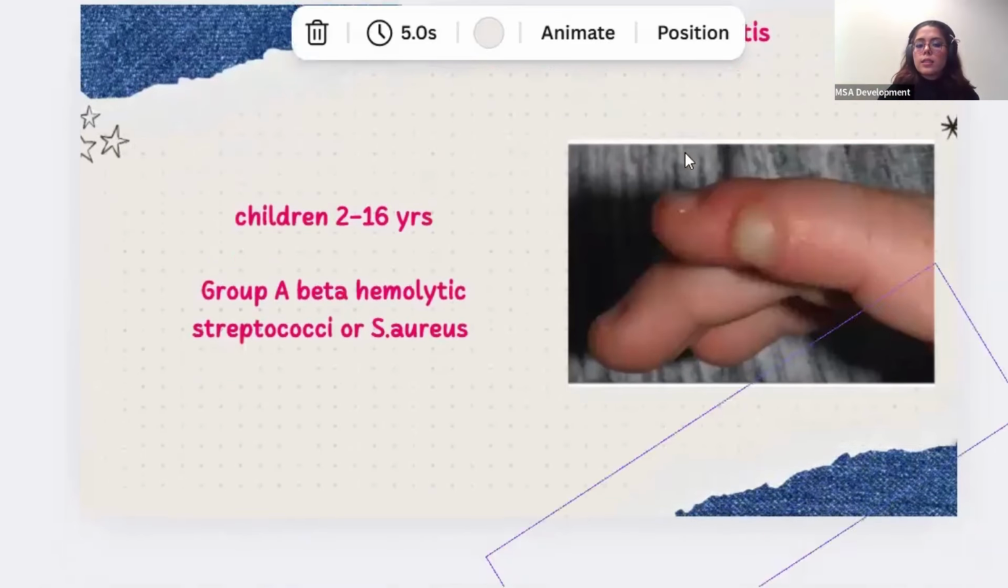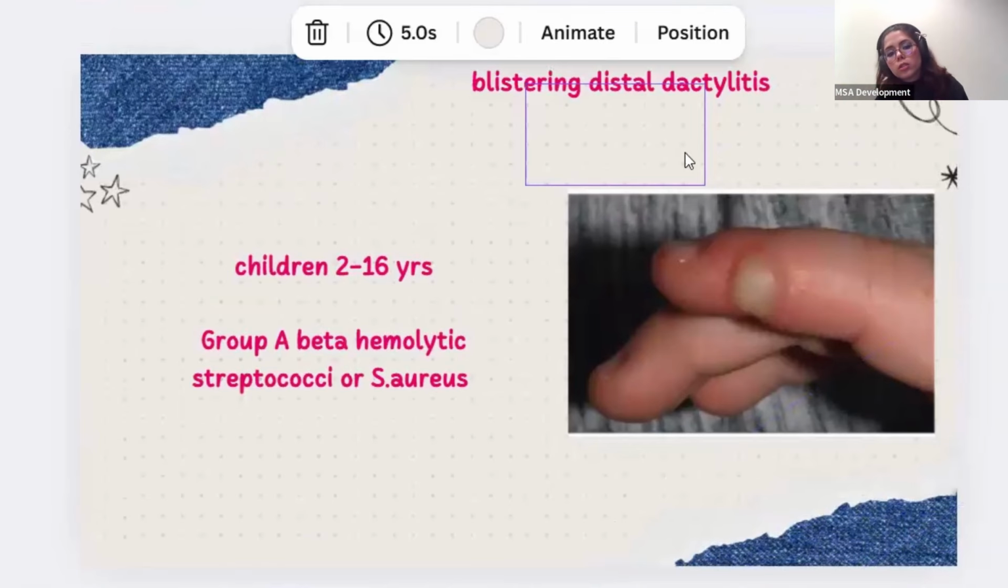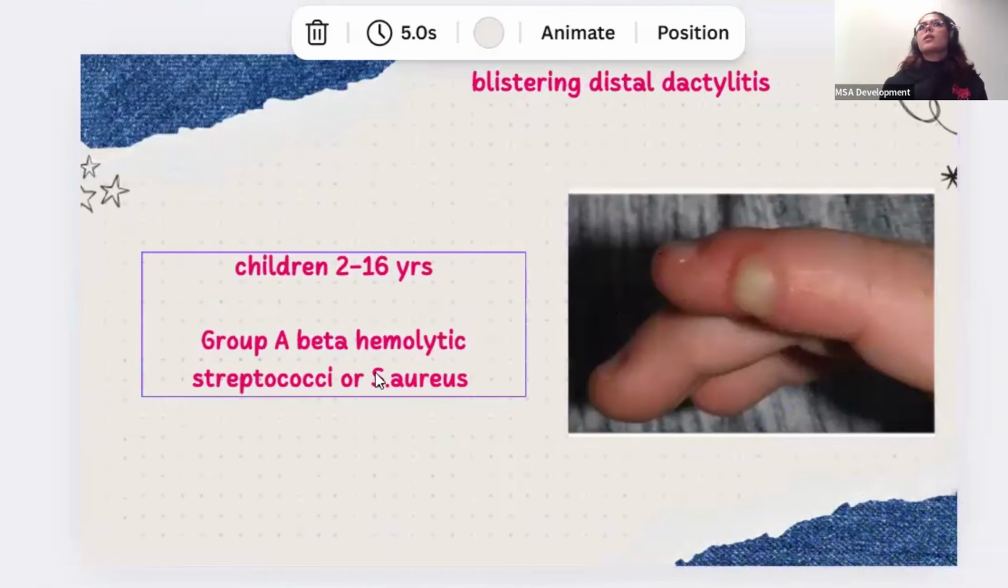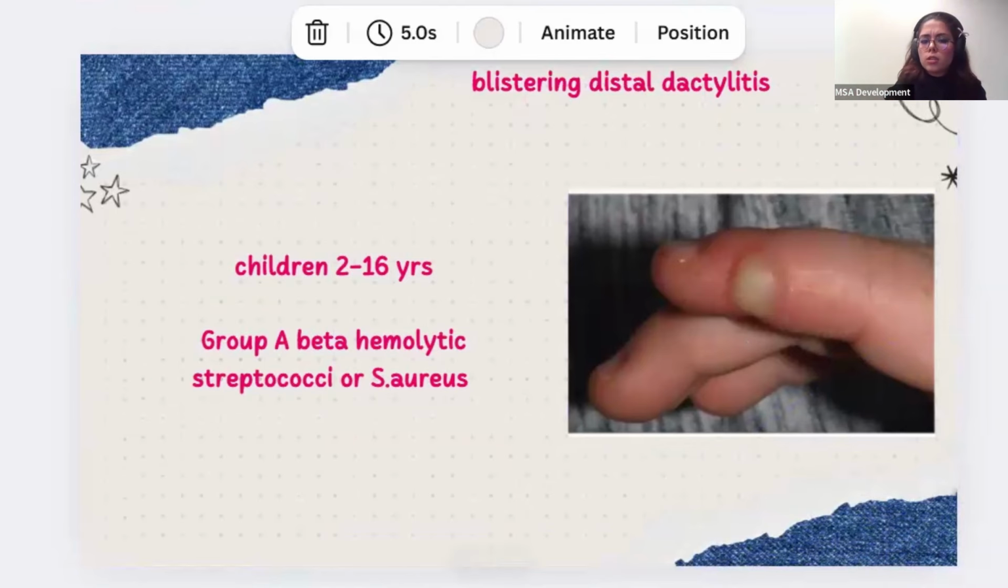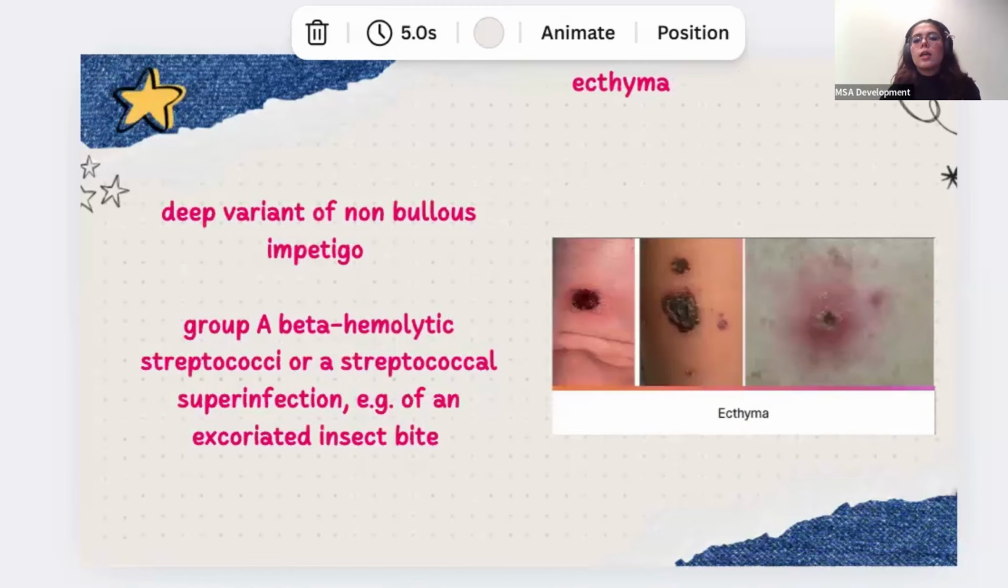Okay. Blistering distal dactylitis, it's in children 2 to 16 years old, group A beta-hemolytic streptococci or Staph aureus. As I said, either streptococcus or Staph aureus. And by the way, we got a question, not about this case specifically, but I remember in my exam it was like group A streptococcal hemolytic streptococcus or something. So just pay attention to the bacteria. I'm pretty sure the micro crash course, if you guys had one, would have covered it.